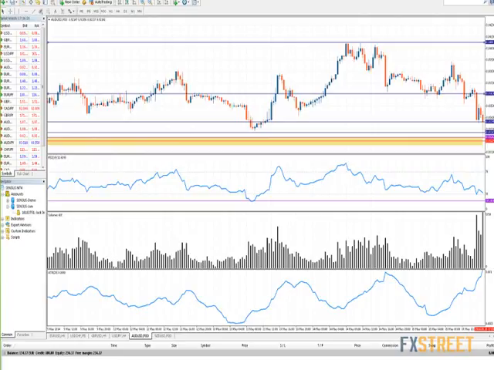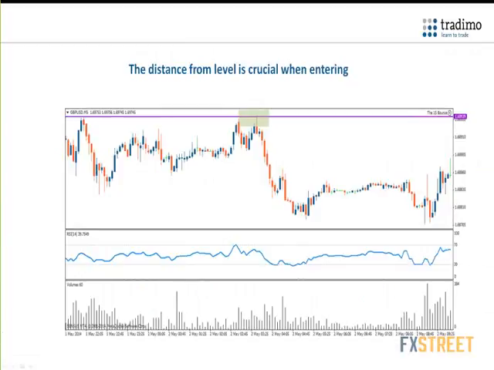And the reason I don't do that, guys, is because over a series of trades, I know the risk reward ratio of this trading system is around 3 to 1. So if on one trade the risk reward is slightly skewed, it doesn't really bother me because I know over an average, trading's about an average. So as I've said, guys, the distance from the level is crucial when entering.